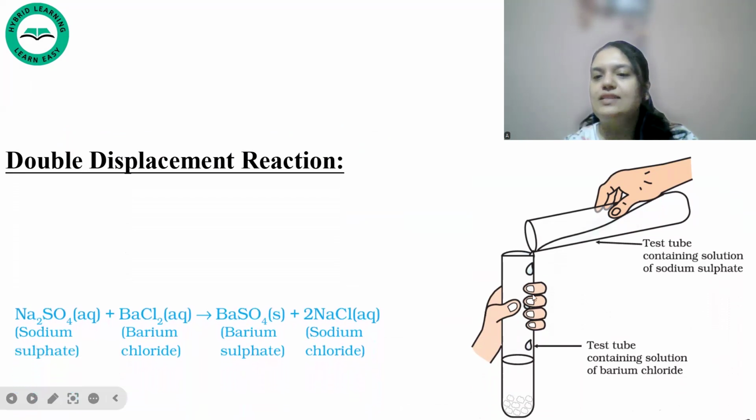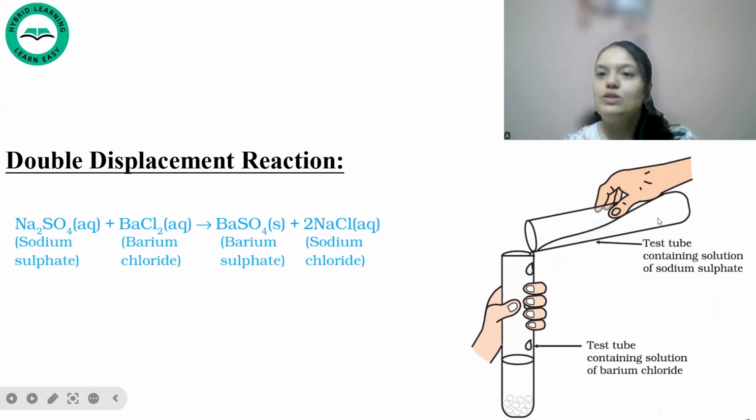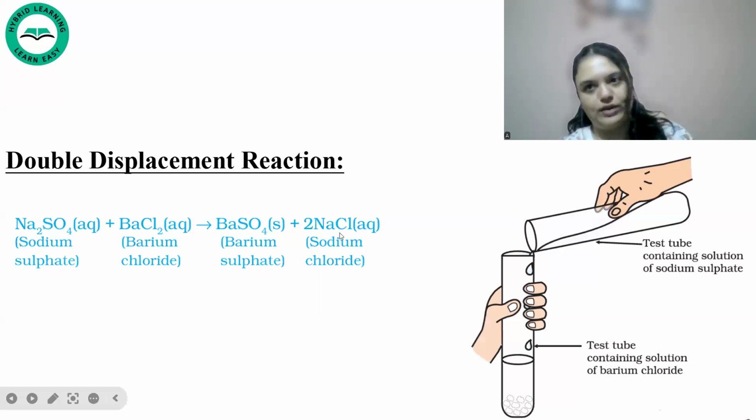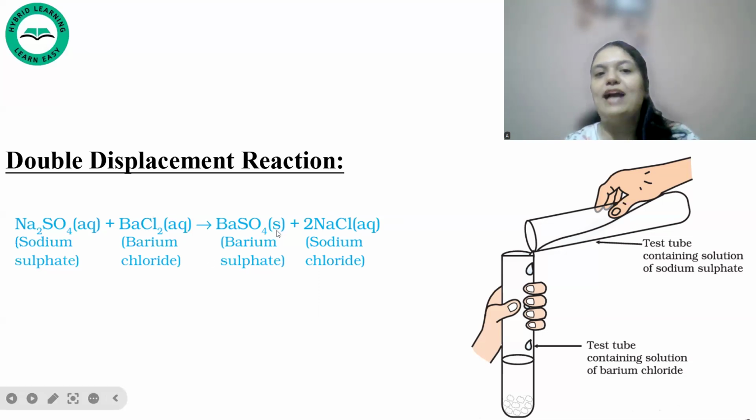You see there's a test tube which has a barium chloride solution, and this has a sodium sulfate solution. We are mixing both of them. Okay, what do we get? So sodium sulfate plus barium chloride gives barium sulfate plus sodium chloride. Now, a very important part that you should understand here, the barium sulfate which is formed is actually solid.